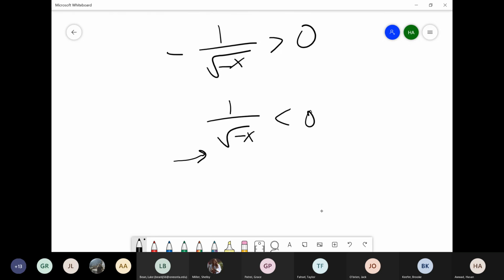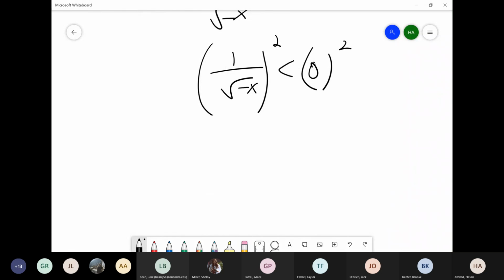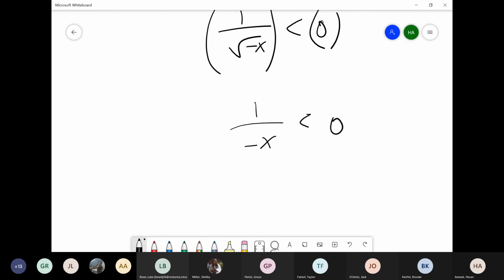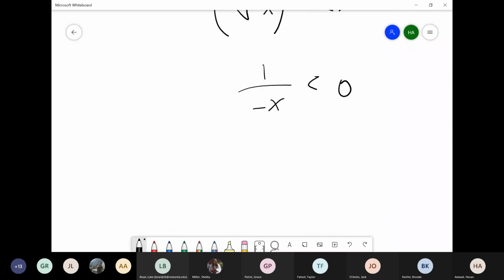I want to get rid of the square root now. So I'm going to square both sides, because notice how I have 0 on the other side, and squaring both sides isn't going to really do anything to 0. So when I square both sides, I end up with 1 over negative x is less than 0. And now one more time, I have this negative. So to finish simplifying things, I'm going to multiply both sides by a negative 1 more time here. And so I end up with 1 over x is greater than 0.